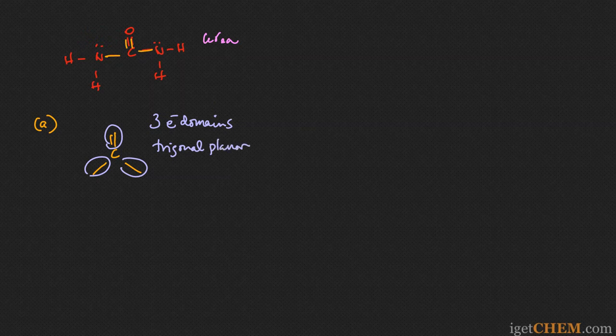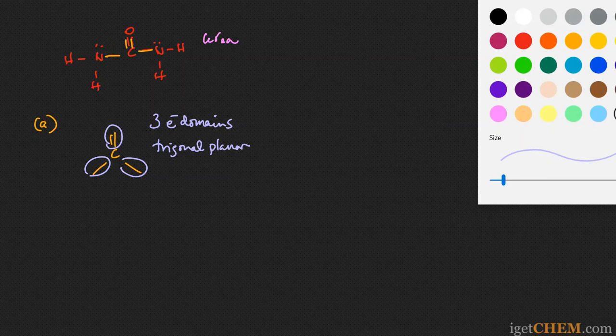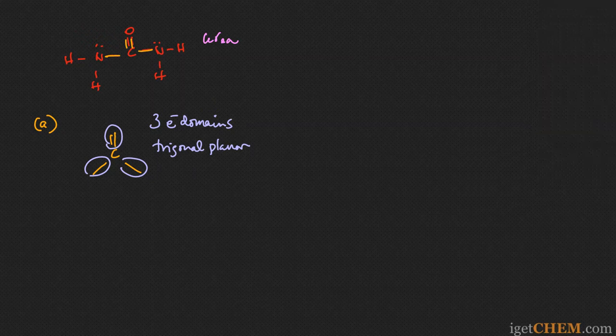And in order to support a trigonal planar geometry, the valence atomic orbitals on the carbon must rehybridize to facilitate that geometry around the carbon atom. And so to do that, the carbon must be sp2 hybridized.